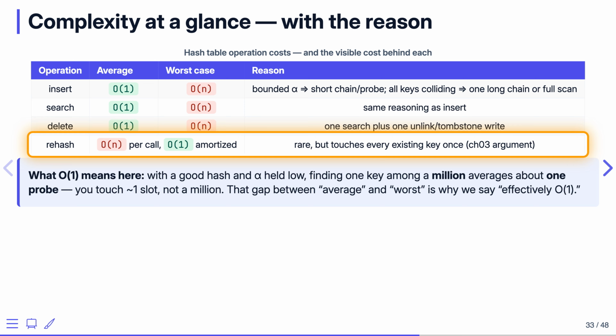Rehash is big O of n per call because it touches every existing key once, but it is rare, so amortized over many inserts it is big O of 1. That is the chapter 3 argument again.